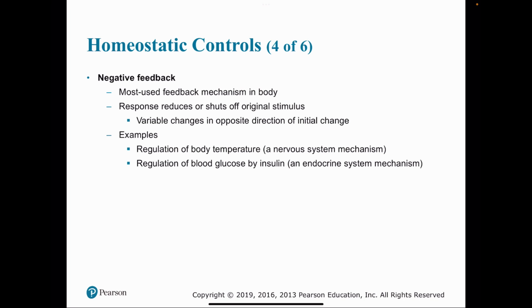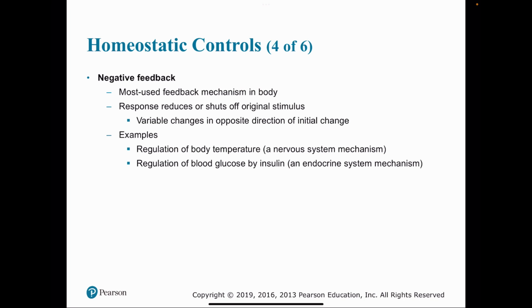Examples in the body, regulation of body temperature. Whenever you have a fever, for example, your body of course is going to work to bring that temperature level back down to that 37 degrees Celsius. That increased temperature is a deviation from the norm for the body. So the goal of the effector is to bring the temperature back down to those normal levels.